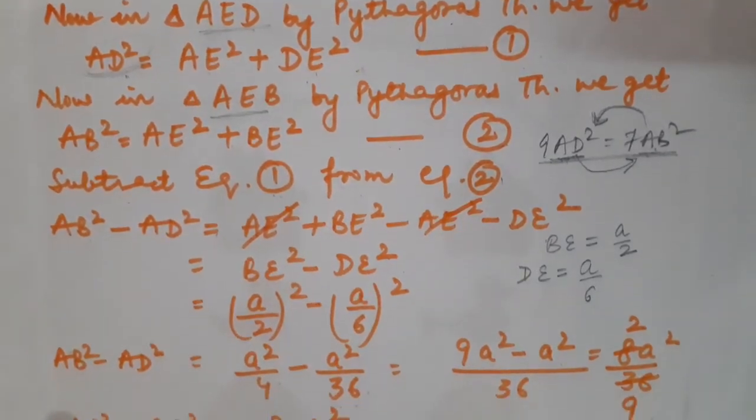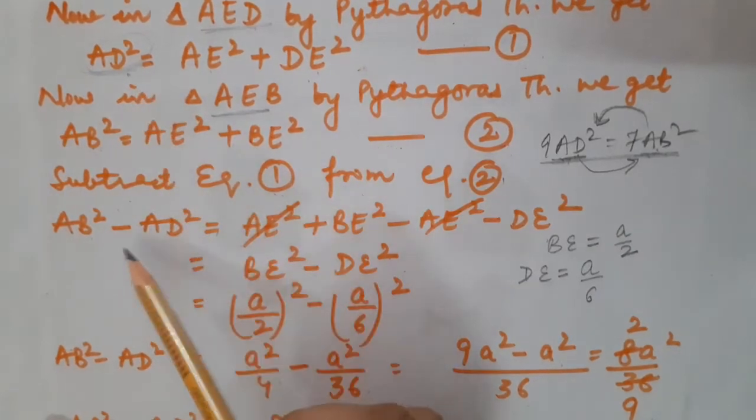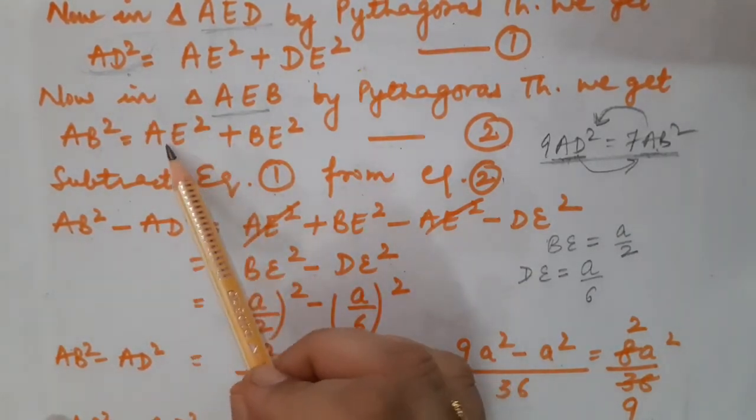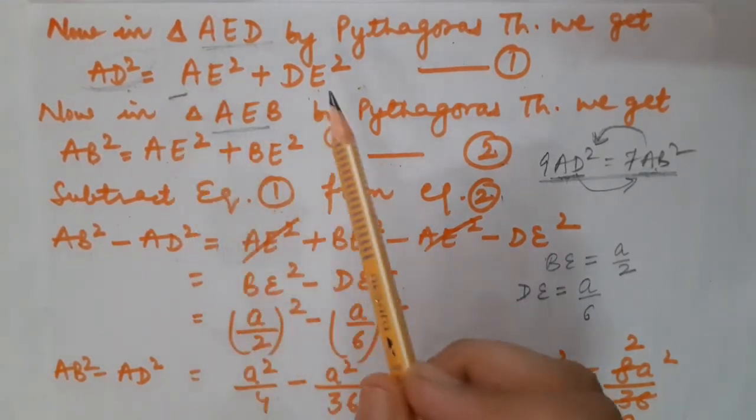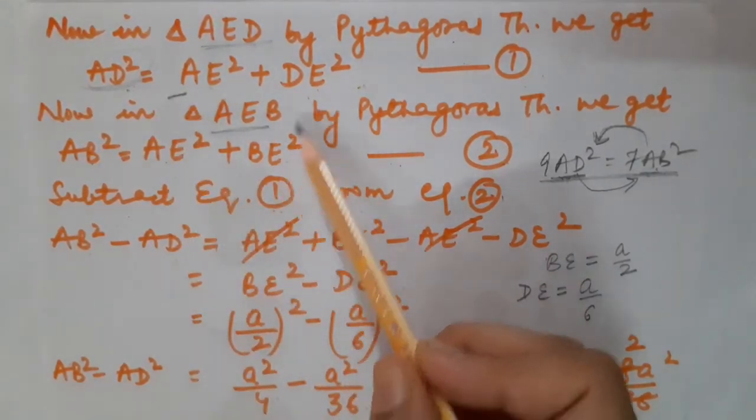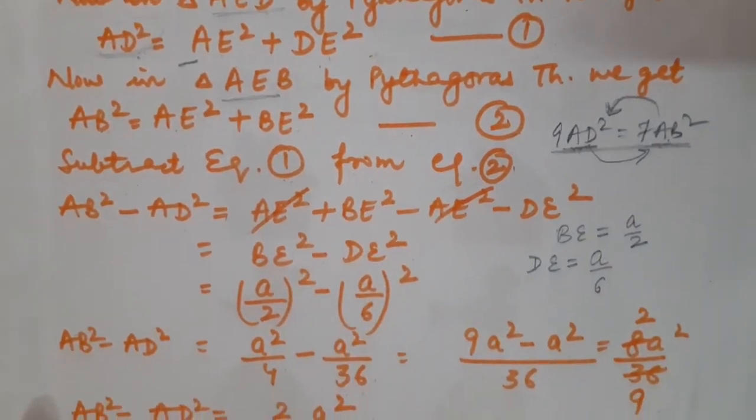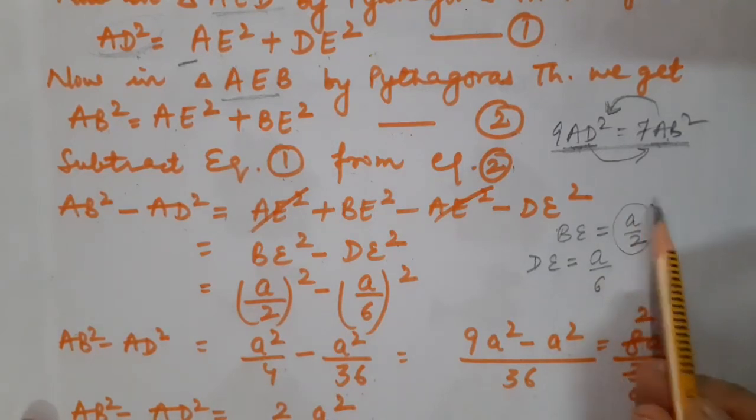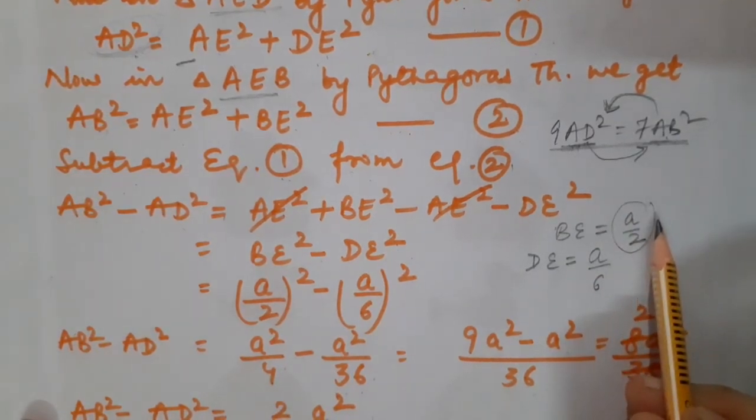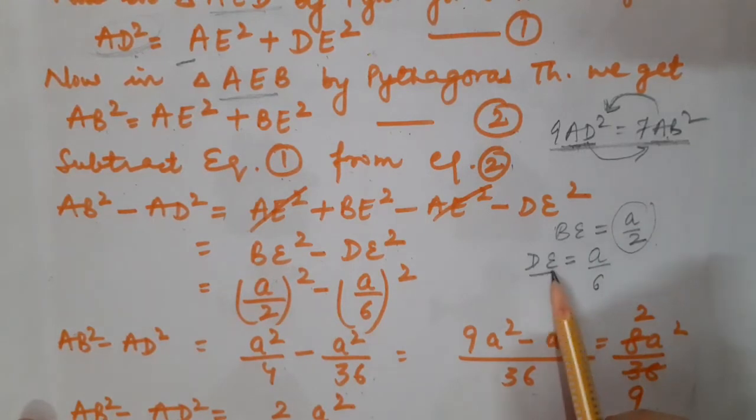Correct? So while subtracting, I have got AB square minus AD square is equal to, AE square will be cancelled because this will become negative, and I have got BE square minus DE square. Correct? Children, I explained to you that BE is equal to A by 2. Why? Because AE is median. Fine. So BE is equal to A by 2. This value I am going to insert over here. Minus DE, also we calculated.